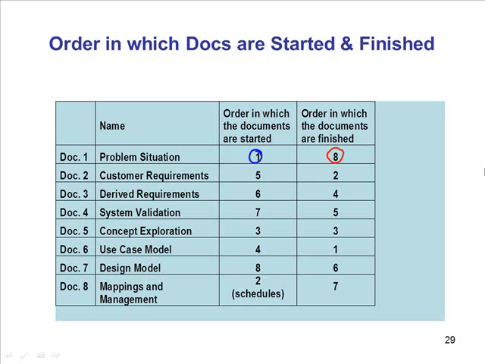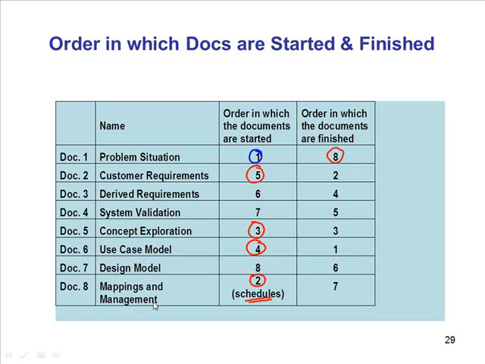The next document after the problem situation, which you have done already, some of it, is where you lay out the tasks, how you're going to do the work. So you go to document number eight, mappings and management, and you start on that. That is number two. The third document is going to be, once you have the problem situation and you lay out your tasks and schedules, now you can do the concept exploration. In concept exploration, you need to do functional decomposition, so you have to do the use cases.